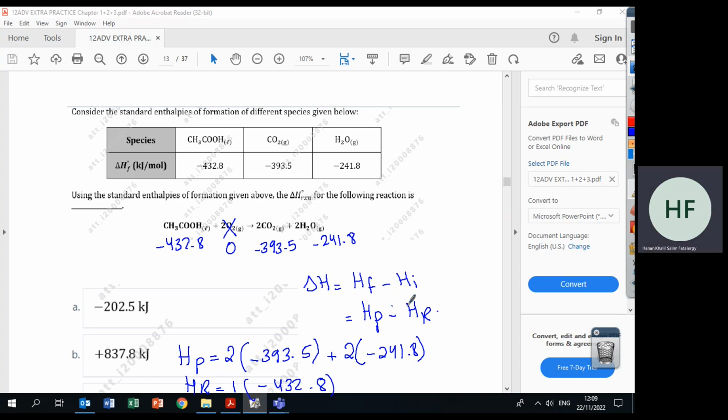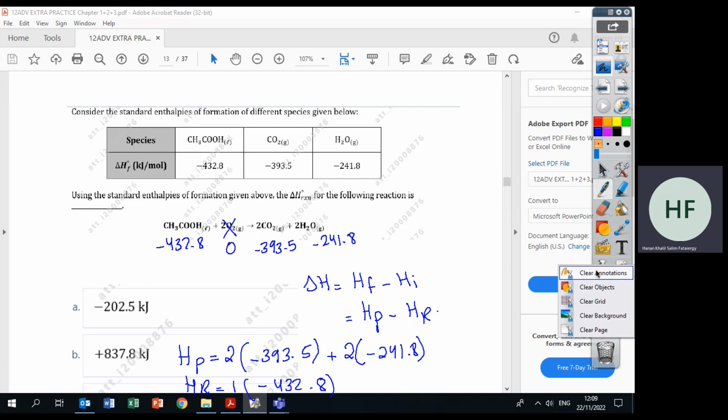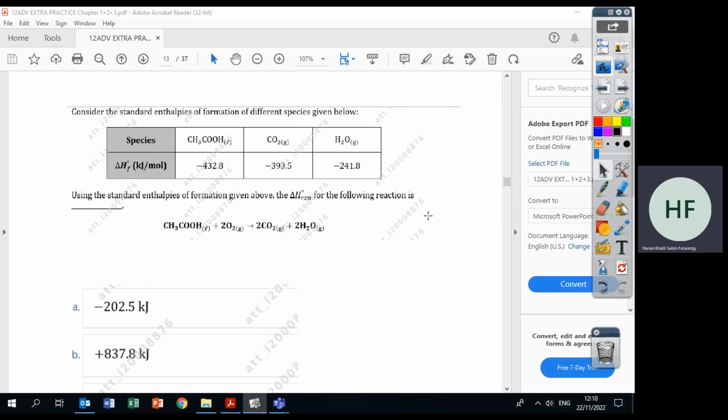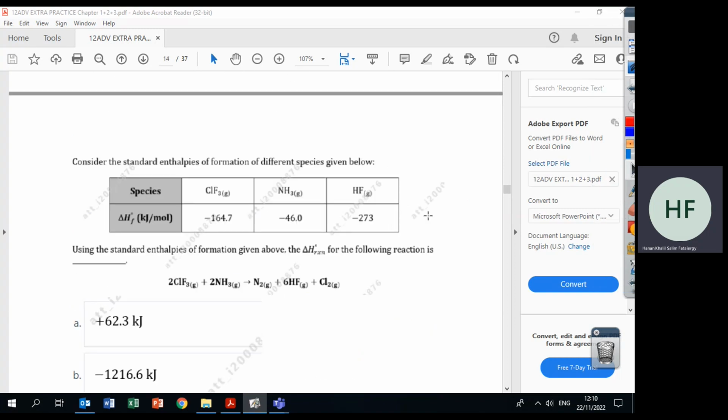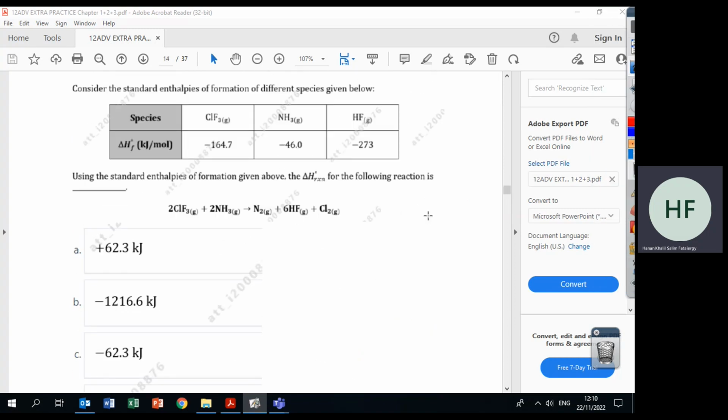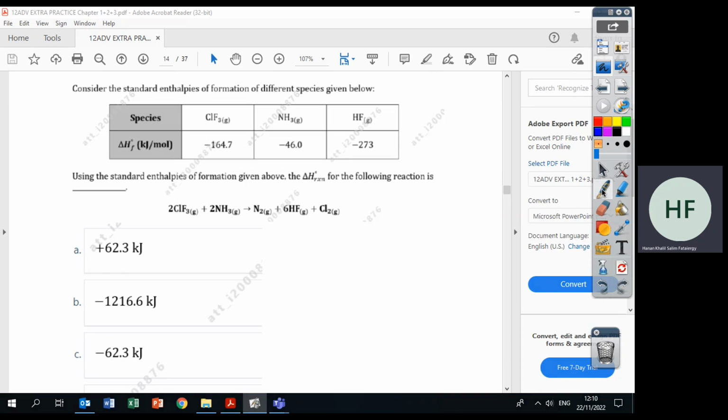Okay, I'll leave the final answer for you so that we don't waste time. You do the calculations and you check your answers and see which one is the correct answer. Okay, now I'll give you a few minutes also to do this one.